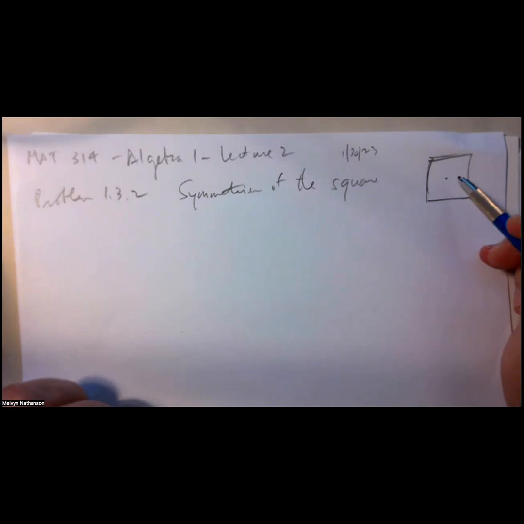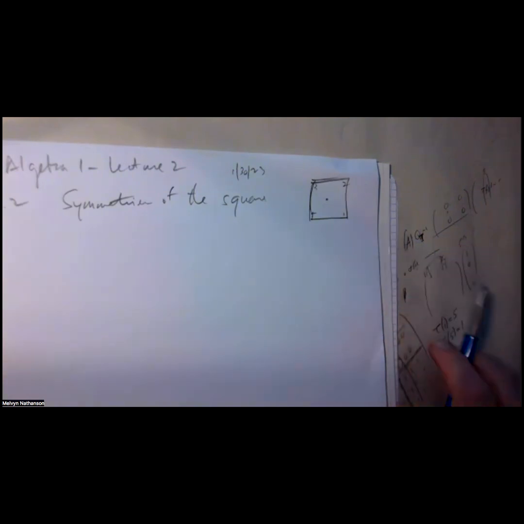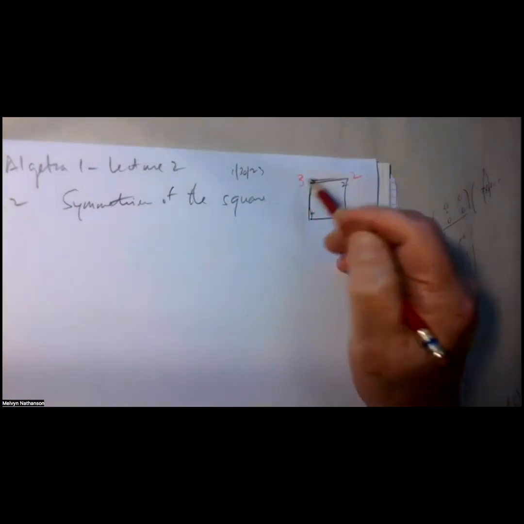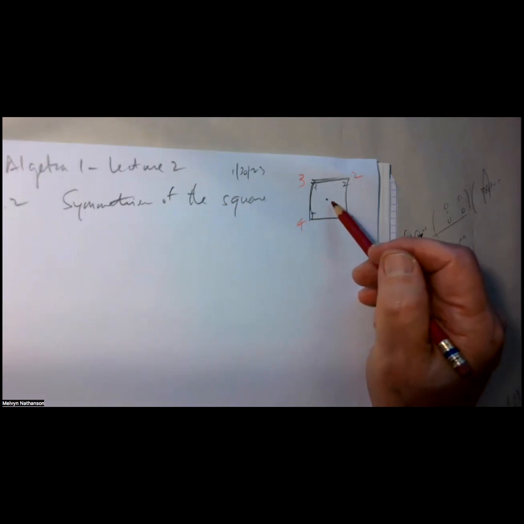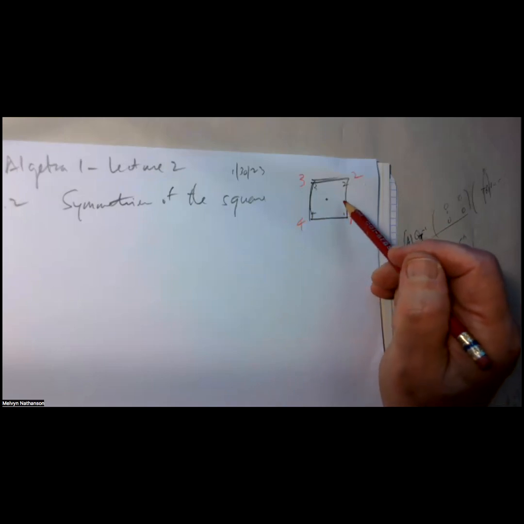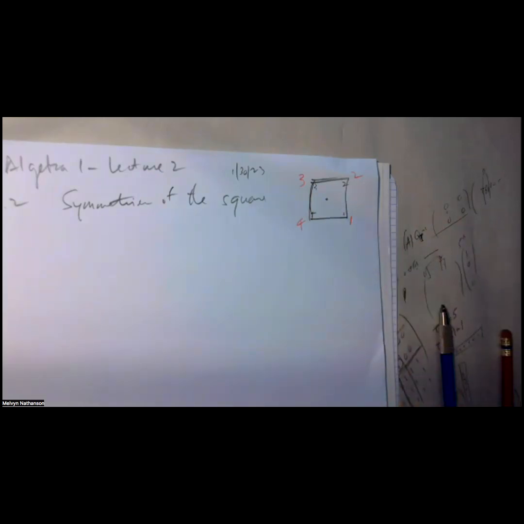So if we label the corners of the square 1, 2, 3, and 4, and on the paper, we label the positions. This is 1, this is 2, this is 3, and this is 4. So every time we pick up the square, move it in some way, and put it back in its original position, the corners will be exactly where the corners are, but the order in which they're located has changed.